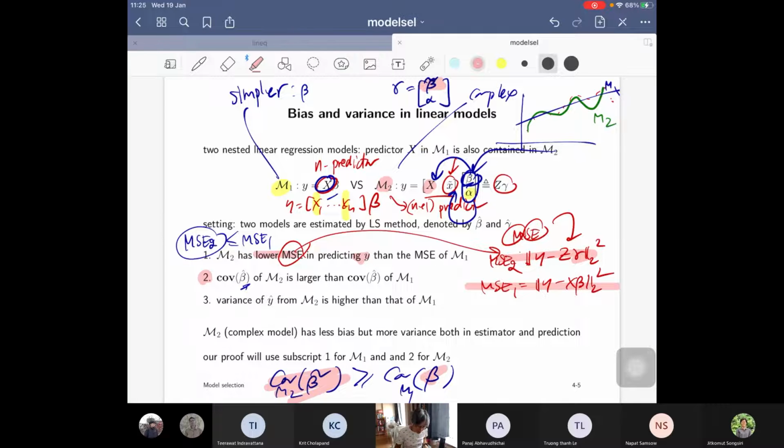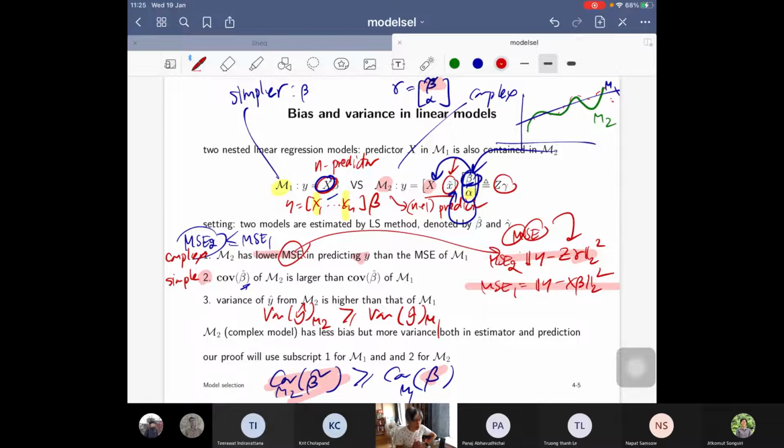So when we look at the second aspect, of course, we prefer the M1 model. But if you look at the first aspect, you prefer the M2 model. Let me put it this way: if you look at the first aspect, you prefer a complex model, but if you look at aspect 2, you prefer a simple model. And on the third bullet, the variance of y hat from M2 is bigger than the variance of y hat from M1.